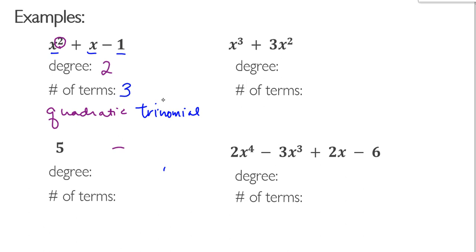Okay, and that's it. You're just going to give it 2 words, 2 names, right? 2 classifications, something by the degree, which goes first, and then the number of terms goes afterwards.